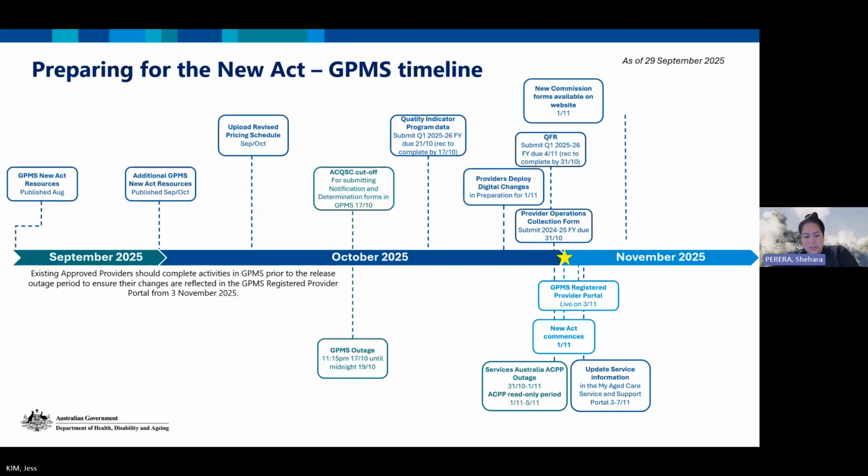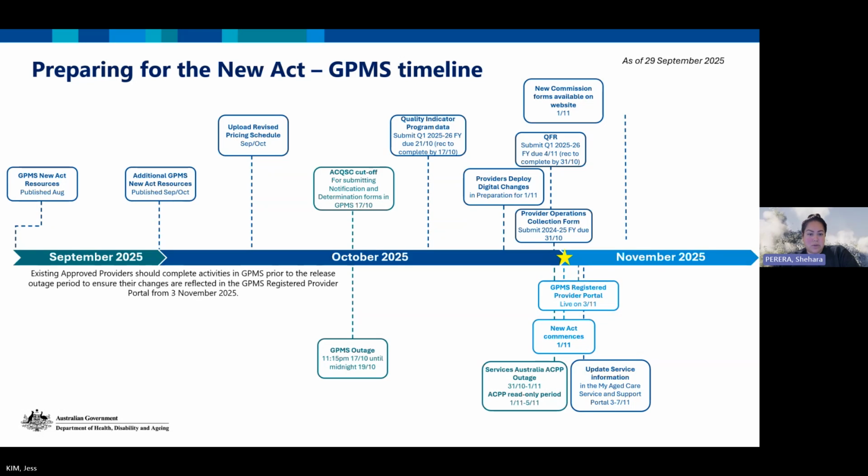And then you can also see from the timeline, just as Luke mentioned, the Commission will accept any approved provider notifications and determinations submitted before 5 p.m. Friday, the 17th of November. You can also, in September and October, upload PDFs for revised pricing schedule for home care, as supported home will be offered in the My Aged Care Service and Support portal.